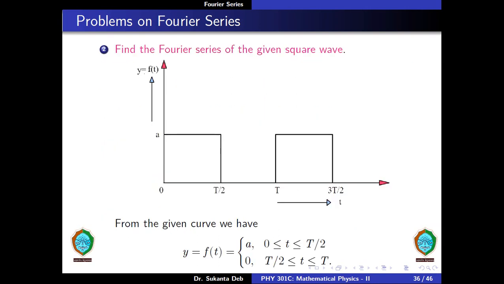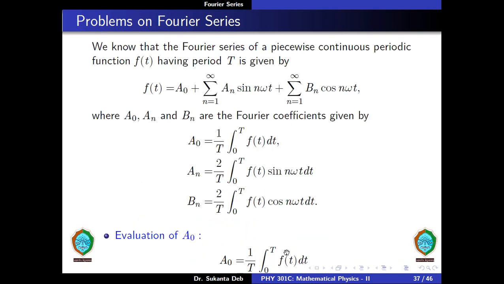Now let us apply the Fourier series in the case of a square wave. Now for the given square wave, we can write it as a function f of t. So in the range 0 to capital T by 2, f of t or y is equal to a, and from T by 2 to capital T, the value of the function is equal to 0. Alright, so now we apply the Fourier series formula.